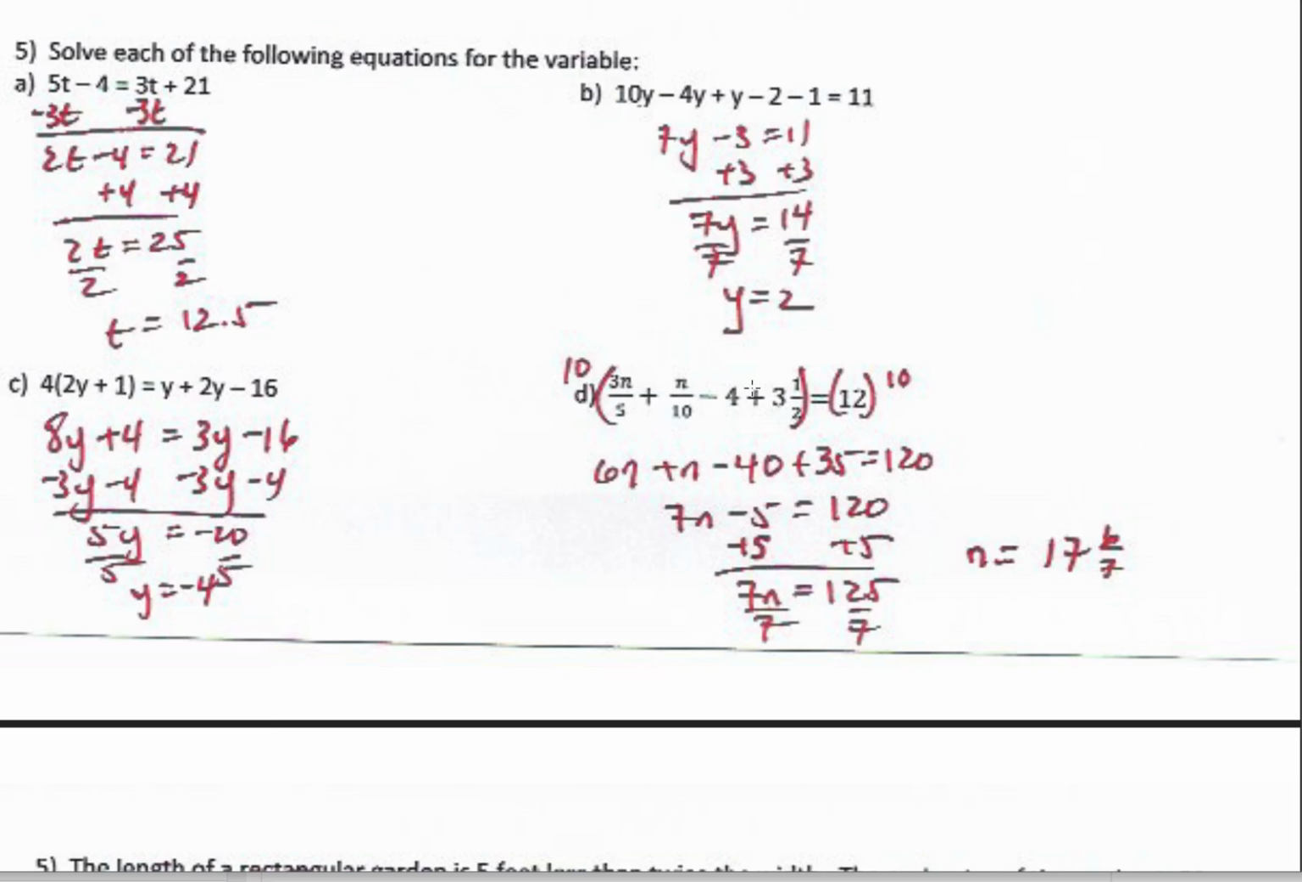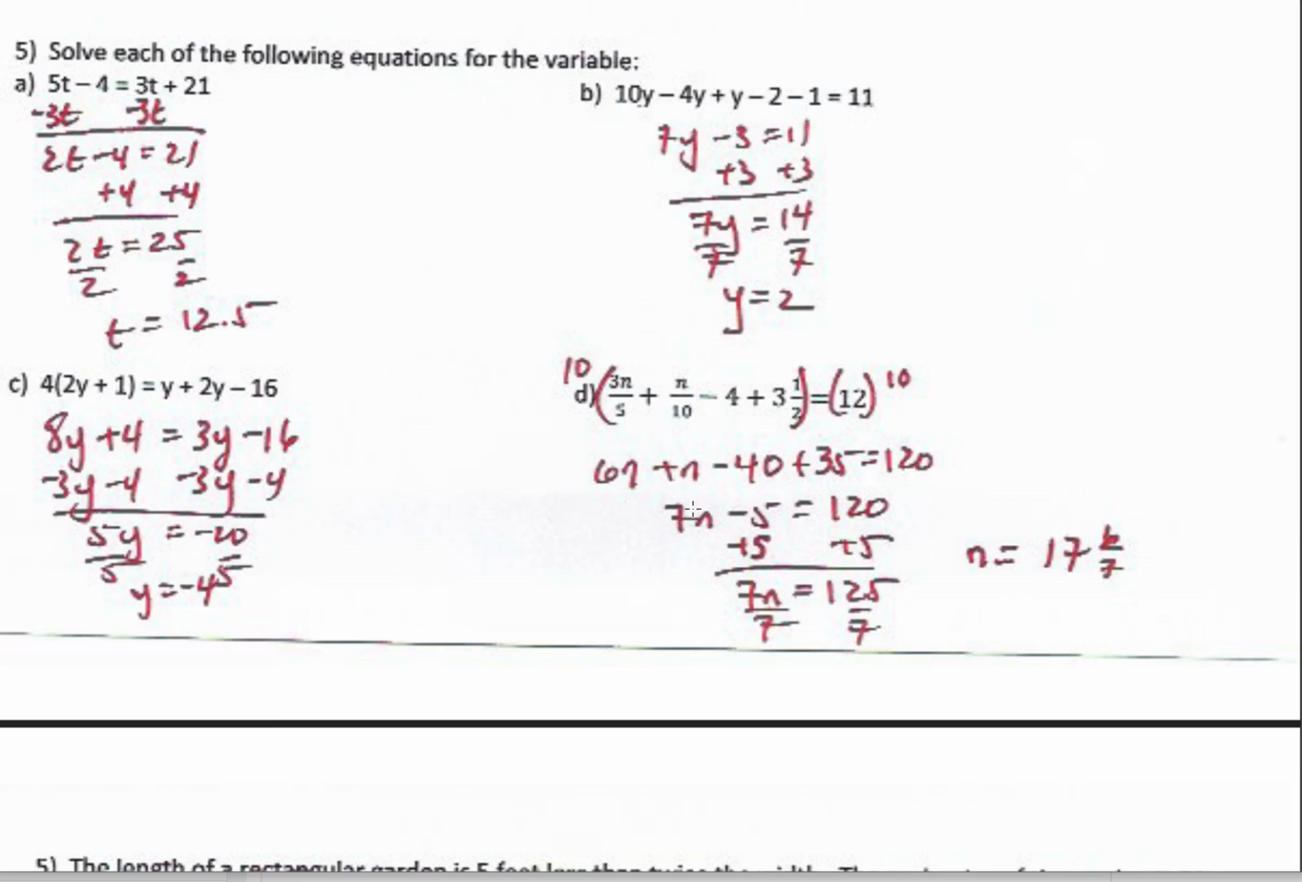Okay, distribute the 10 to all the terms. 10 times 3n over 2 is, sorry, is 6n. 10 times n over 10 is n. 10 times negative 4 is negative 40. 10 times 3.5 is 35. And then 12 times 10 is 120.